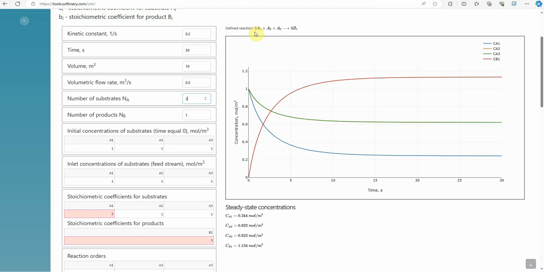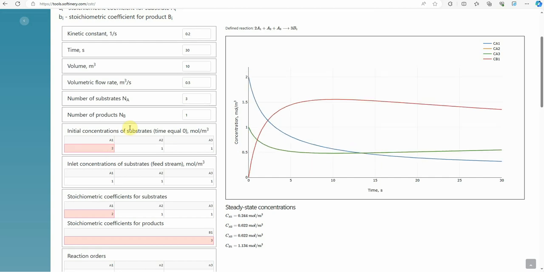After changing the number of reactants, the table is modified, so you can change the stoichiometric coefficients, inlet and initial concentrations of substrate. Analogously, we can change the number of products. In this section, we can change the initial concentrations of substrates, that is at time equal to 0, and inlet concentrations, that is in the feeding stream. You can see every time we change the table, the plot is updated.